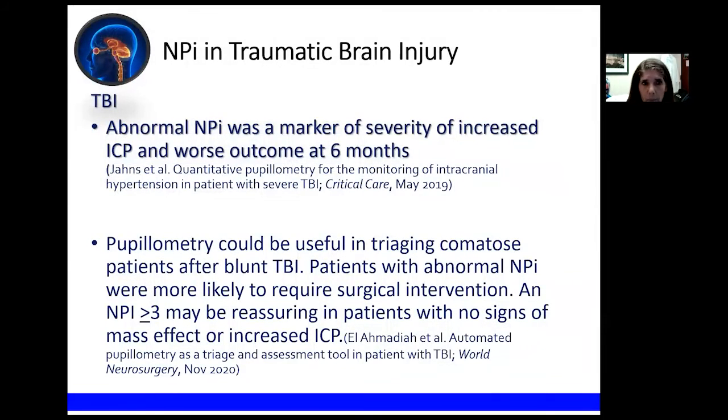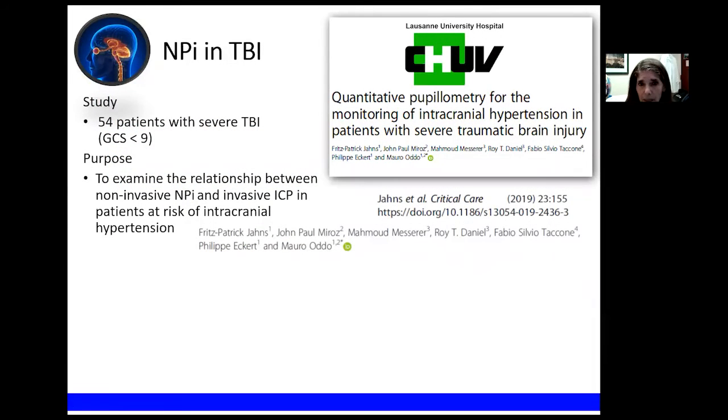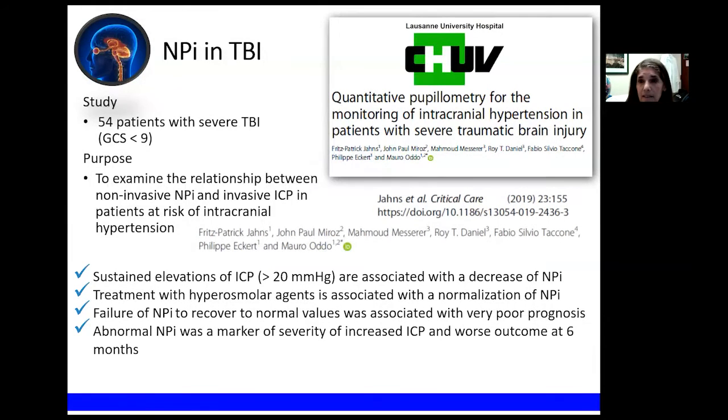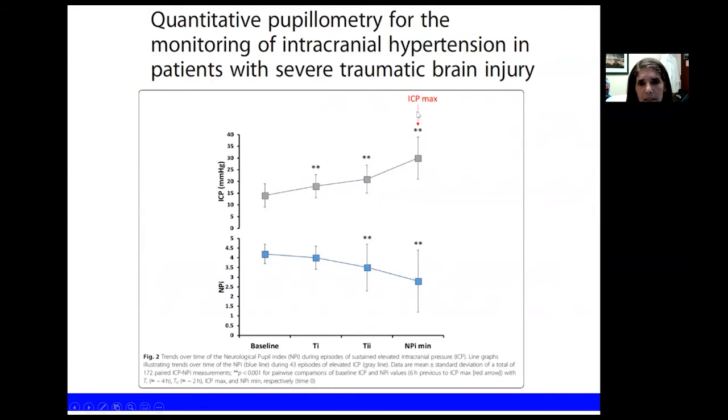NPIs have been studied in traumatic brain injury and shown to correlate. Increasing ICP was correlating with an abnormal NPI. This is a study by Jans et al. done at Lucerne University in Switzerland, 54 patients with severe TBI. And they found that sustained elevations of intracranial pressure were associated with a decrease in NPI. And that if they treated the patient with hyperosmolar agents, they saw normalization of the NPI. If the NPI did not return to normal, it correlated with a very poor prognosis. And this slide shows you the high ICP here, above 20, and a low NPI down below 3.